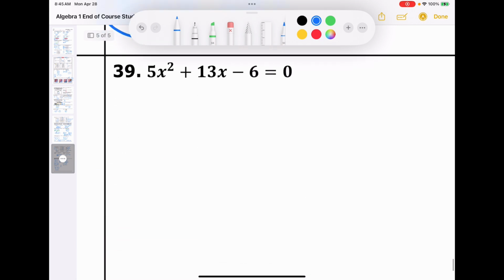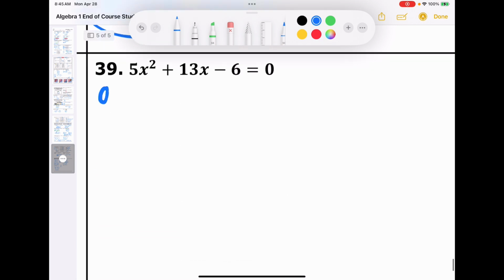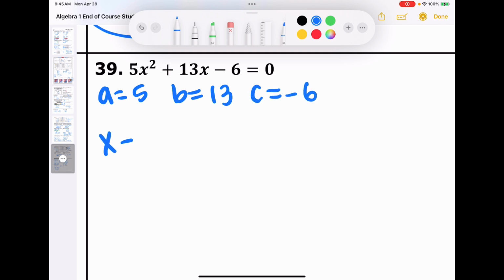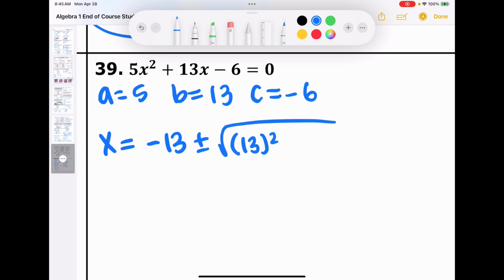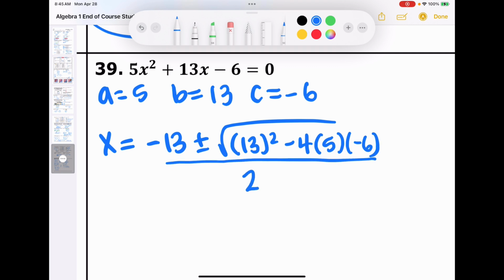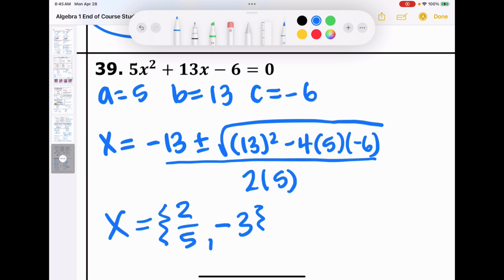And then the last one, I'm going to do the same thing. So A is 5, B is 13, C is negative 6. I'm just going to plug it into the quadratic formula. And then when you type it in twice, one with a minus sign, one with a plus sign, you should get those two numbers. Well, actually, negative 3 should come first because it's smaller.